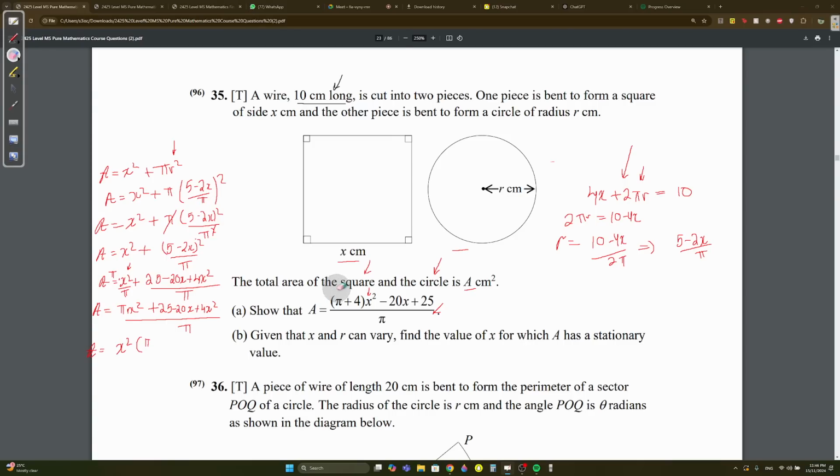Or no, they put the pi plus 4 first. You see how they put the pi plus 4 first? Why pi plus 4? If you factor x squared out from both of these, you're going to get pi plus 4. So I'm going to take pi plus 4 and write it first, just so it looks like the equation. Obviously, you won't lose marks for this, but I'm just trying to be organized.